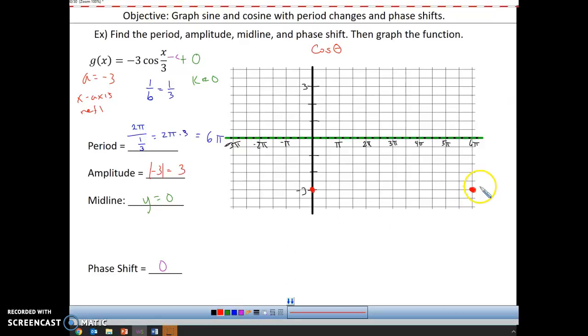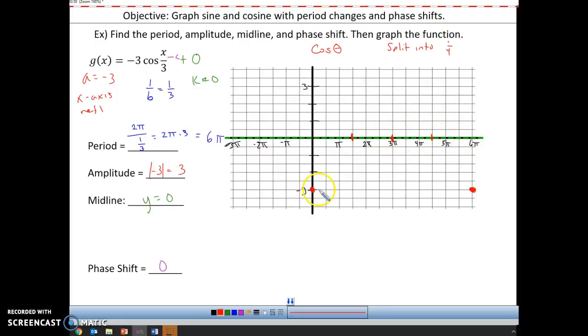Okay, so I want to plot my other significant points. Remember that with these functions, you want to split it into fourths. So if I was to cut 6 pi in half, that would be 3 pi. So I'm going to have a critical point here at 3 pi, and if I was to split each half in half, so 3 pi divided by 2, that's 1.5 pi. There's a critical point, and then again another 1.5 pi, right? So this distance is 3 pi, cut that in half. This distance is 3 pi, cut that in half. So here are where my critical points are.